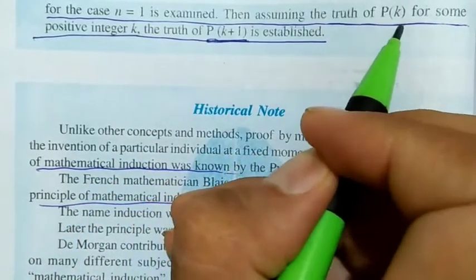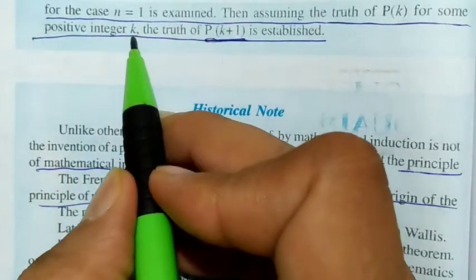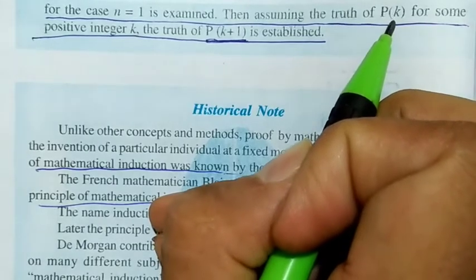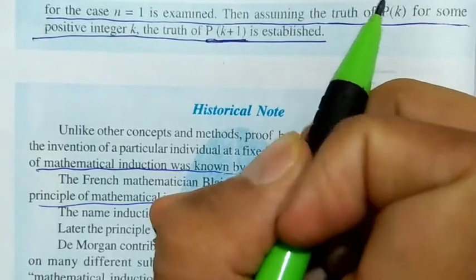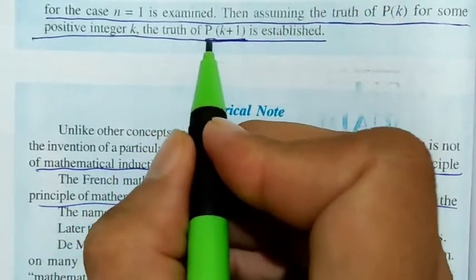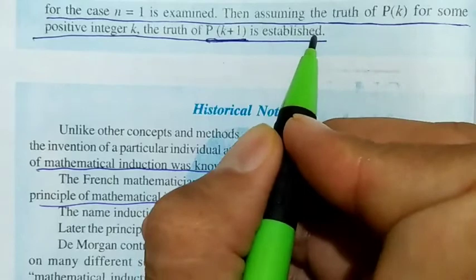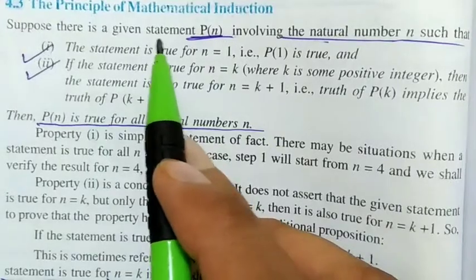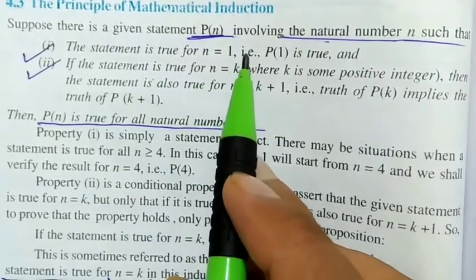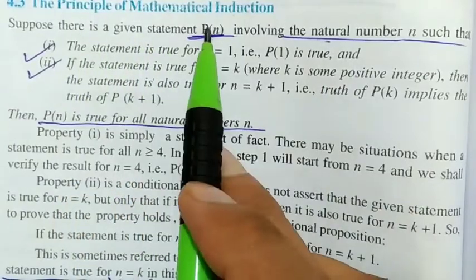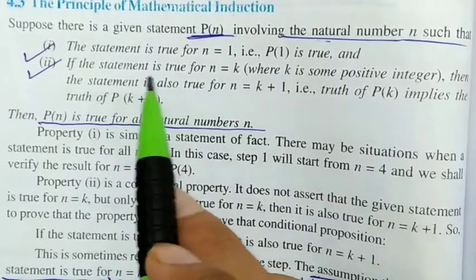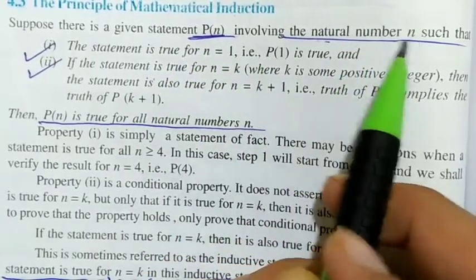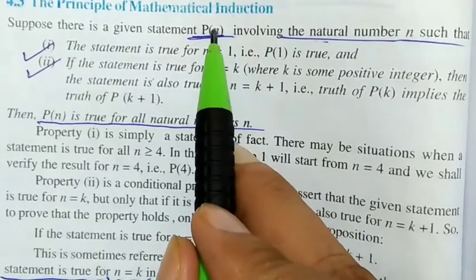Then, assuming the truth of P(k) for some positive integer k, means we assume that for n equals k the statement is true, and then we prove the truth of P(k+1) based on P(k) and P(1). So how do we prove mathematical statements given in terms of n by the principle of mathematical induction? First we assume the statement as P(n) involving natural number n, where n is a natural number or positive integer.